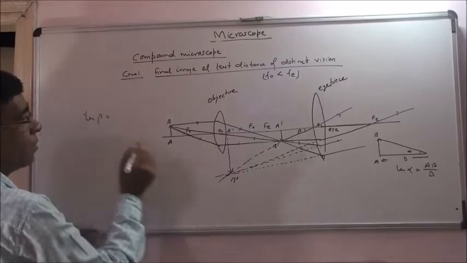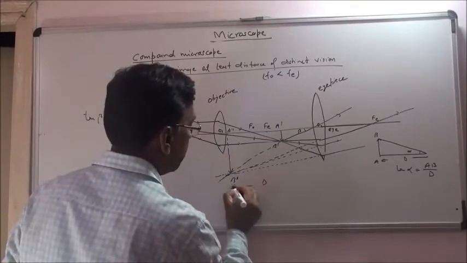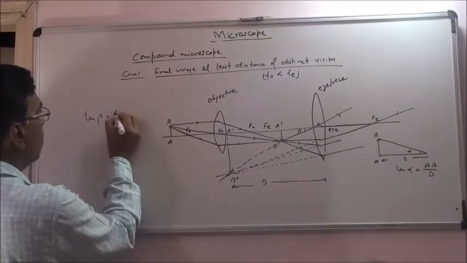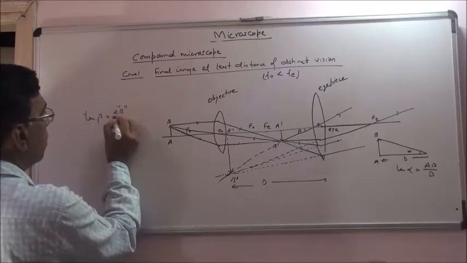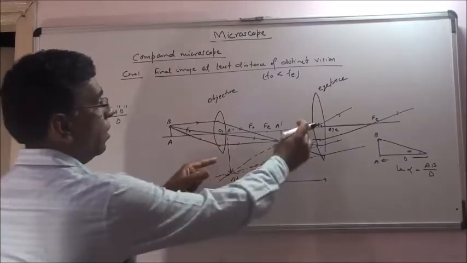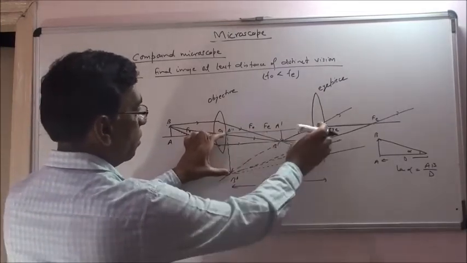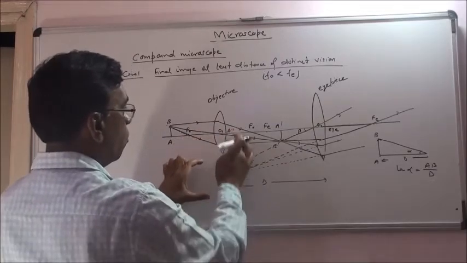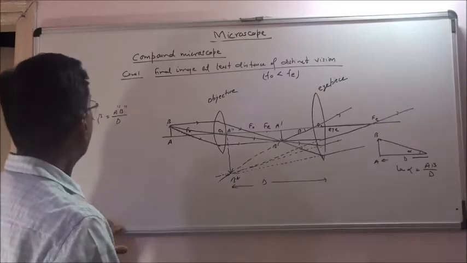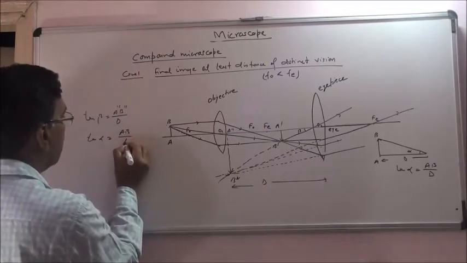Tan beta is, now see from here, tan beta. We have taken that the final image is formed at least distance of distinct vision. A double dash B double dash divided by D. Tan beta: this is perpendicular, this is base. I am taking this triangle O2, O1, B dash, B double dash. Okay, and tan alpha, we have AB by D.